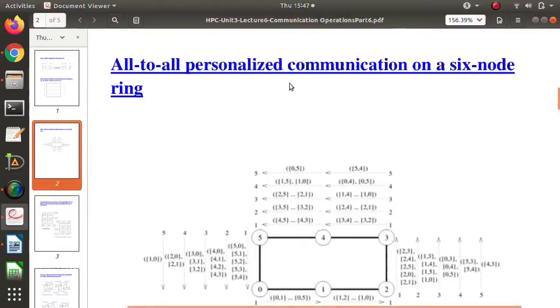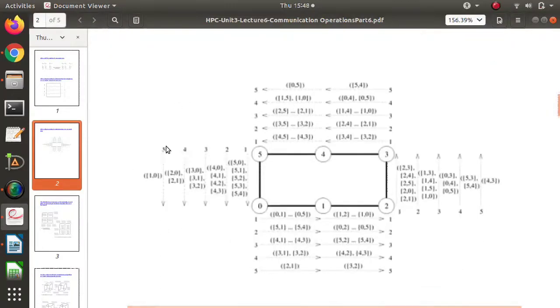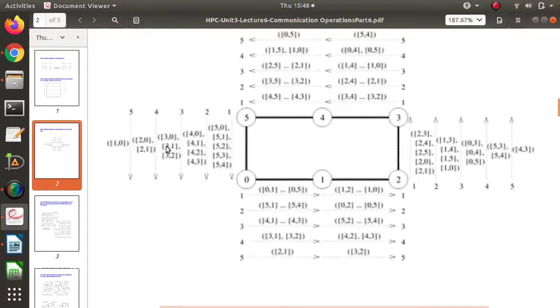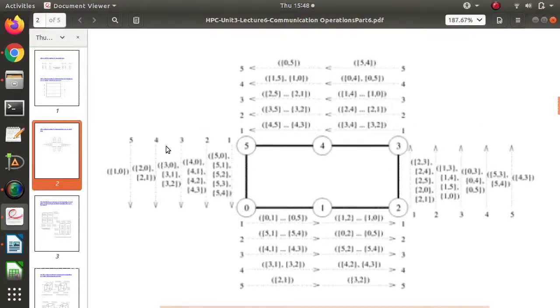This says all-to-all personalized communication over a ring. Here we have taken 6 nodes. So I zoom it out so that it will not be difficult for you. Okay, this looks complex, but it is very easy. We'll go step by step so you will understand.